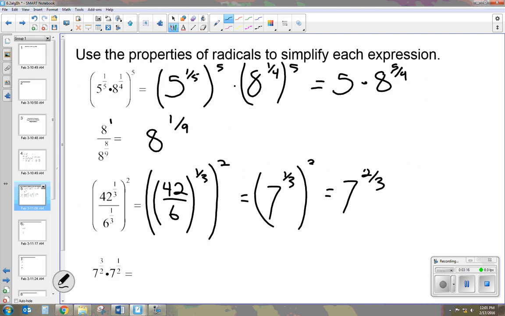In this last case, because they have the same base, 7, we can simply add our exponents. So 7 to the 3/2 plus 7 to the 1/2 is just 7 to the 4/2. 7 squared, which is 49.